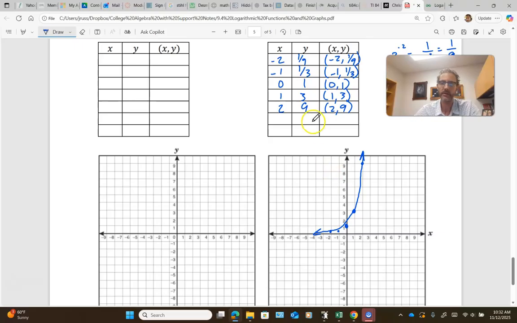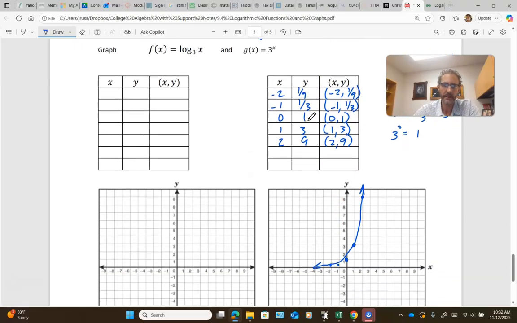All right, now because log base 3 of x is the inverse of this original function, knowing that they're inverses of each other, I'm going to choose the outputs of my exponential function to be the inputs of my logarithmic function. Okay, 1/9, 1/3. That's what I meant previously when I was saying you have to be more strategic about the inputs for these logarithmic functions.